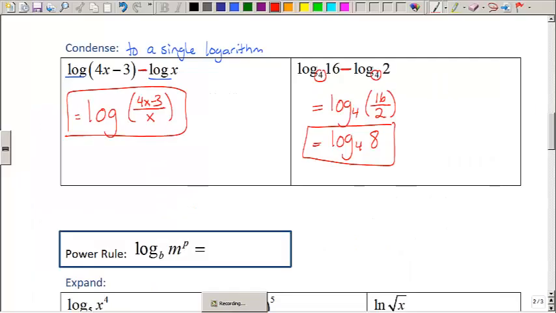In the next video, we'll be talking about the power rule and the change of base rule.